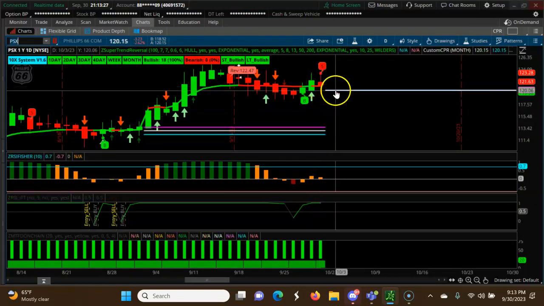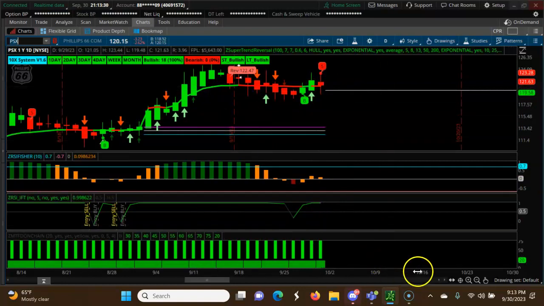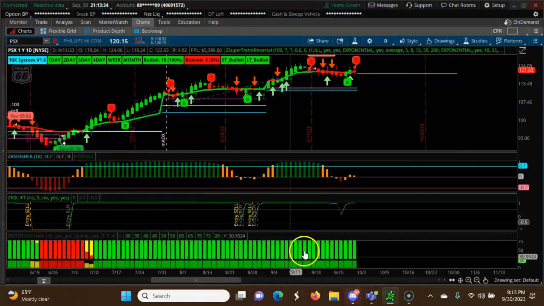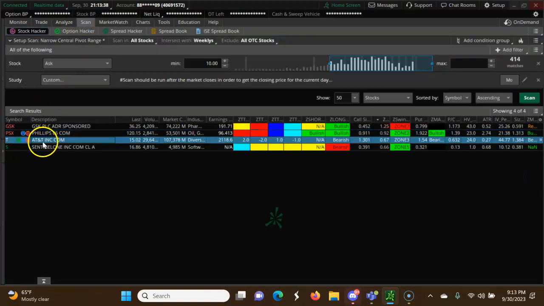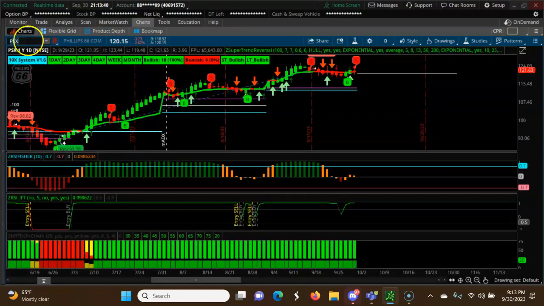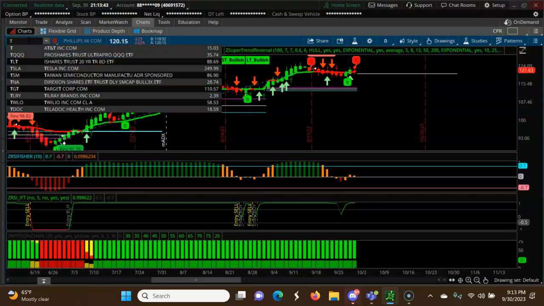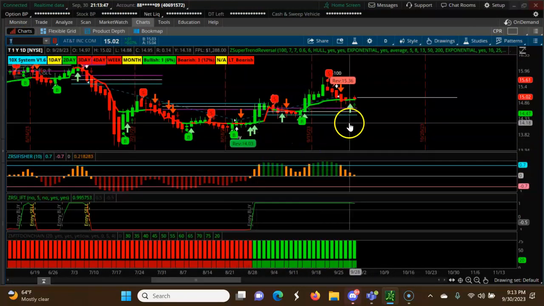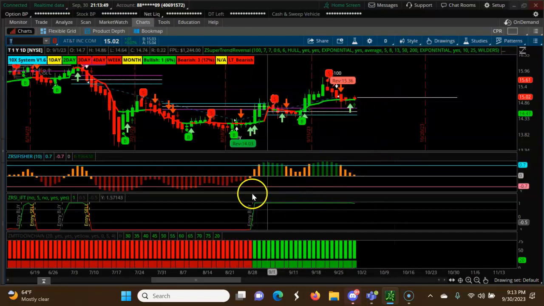You can see a sell signal here. You can see a narrow CPR. CPR is indicating bullish. Three CPR up. T. T narrow CPR to the bullish side.